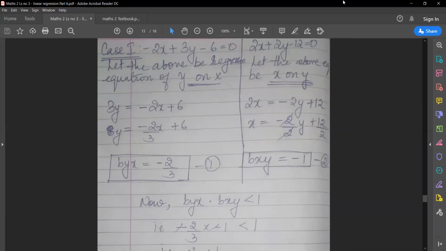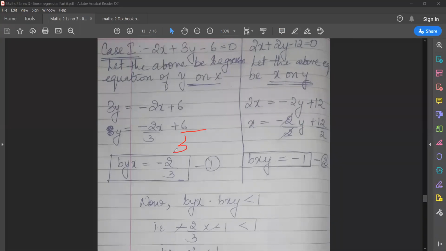Sorry, there's a printing mistake here. It should be 6 by 3, which I have not written. So what you take for byx, the coefficient will be minus 2 by 3. Correct? In a similar manner, for the second equation, you will be keeping 2x this side and taking the rest that side. x is equal to, you will divide throughout by 2 like this. 2 gets cancelled, what you remain with, bxy is equal to minus 1.